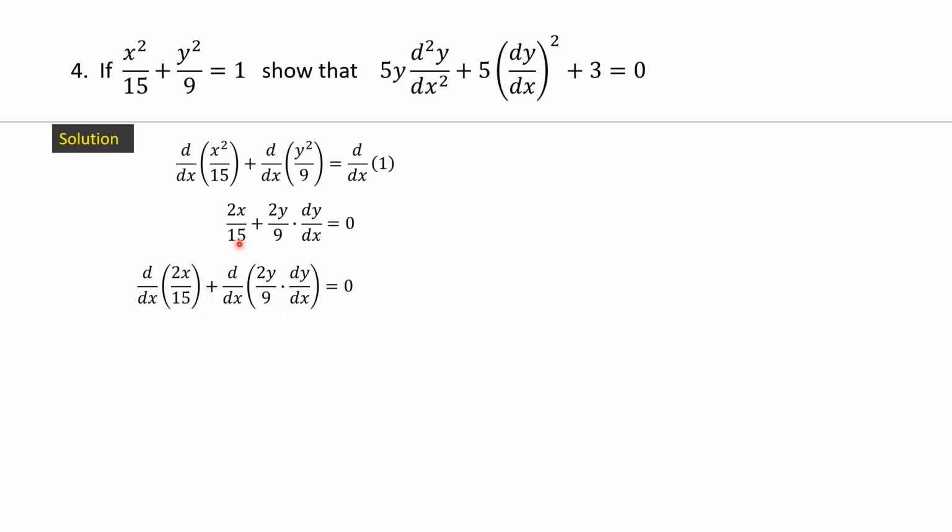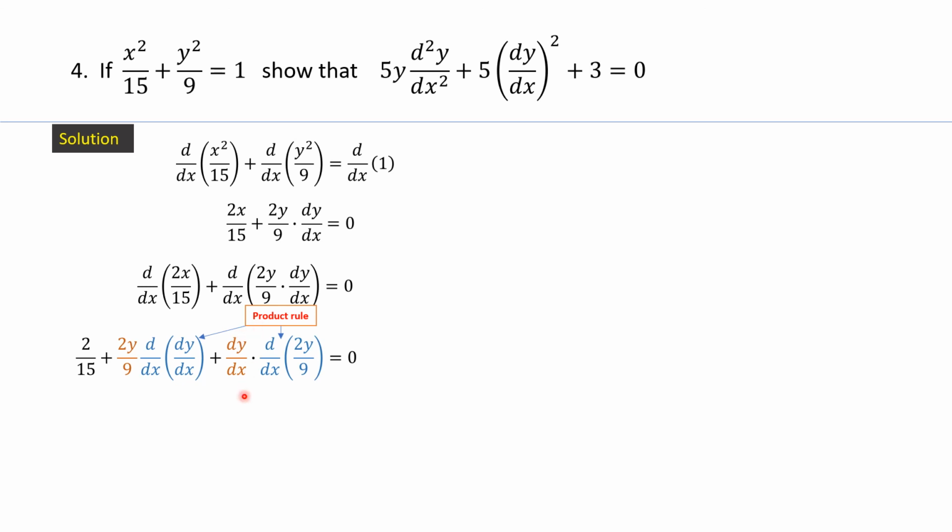Differentiate 2x over 15 with respect to x, plus differentiate 2y over 9 dy/dx. We use the product rule here, where this is u and this is v. So we get 2 over 15 plus 2y over 9 times the derivative of dy/dx again, plus dy/dx times the derivative of 2y over 9 with respect to x, equals 0.